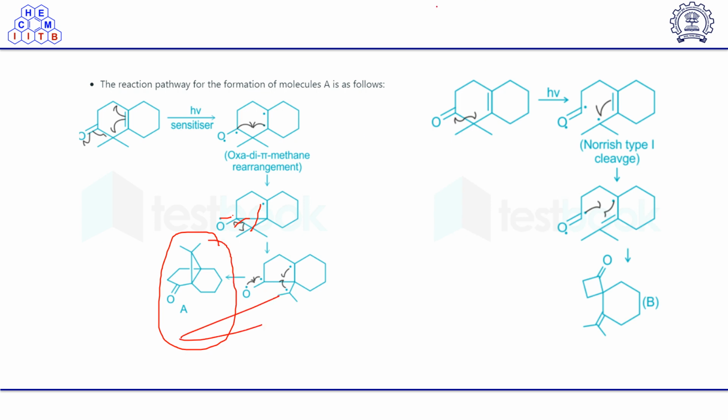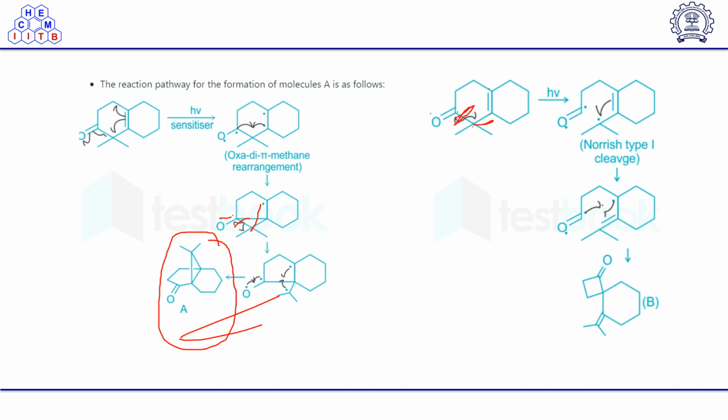Now, in the case of the second reaction, it will be undergoing cleavage at this alpha position to this carbonyl. So here a radical will be there, and here also one radical will be there. Then here this will cleave to give radicals here and here. Then these both will combine to give an alkene here, and these both will combine.